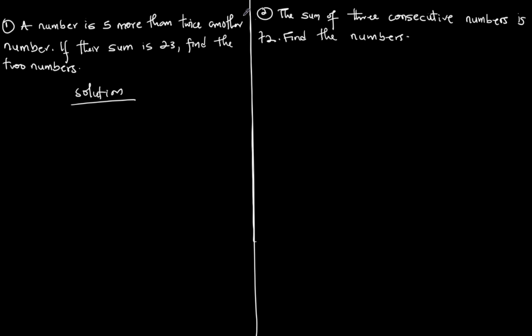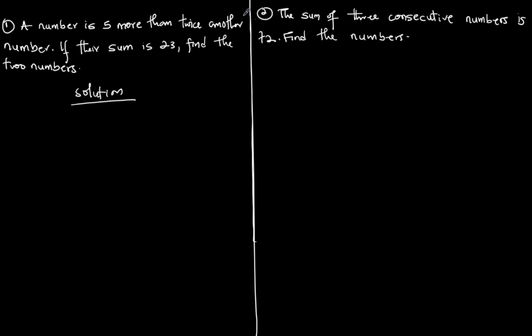Let's solve more questions on word problems leading to equation. Now, question 1 says, a number is 5 more than twice another number. If their sum is 23, find the two numbers.